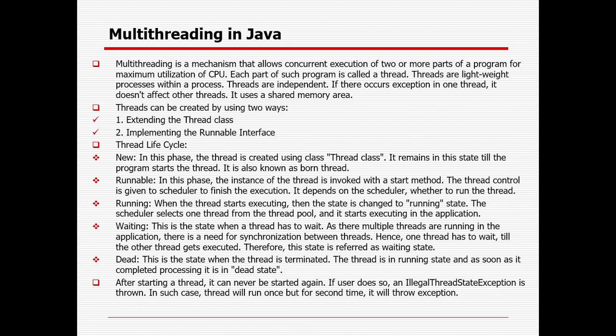So multi-threading is a mechanism which allows concurrent execution of two or more parts of a program for maximum utilization of the CPU. Each part of such a program is called a thread. Threads are the lightweight unit of the process. They are independent. If any exception occurs in one thread, it does not affect other threads. It uses a shared memory area.